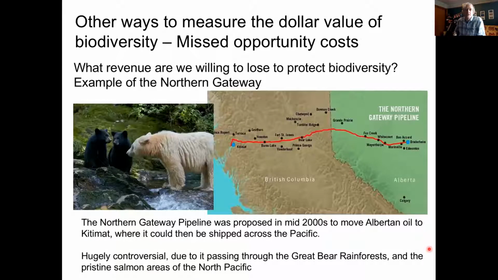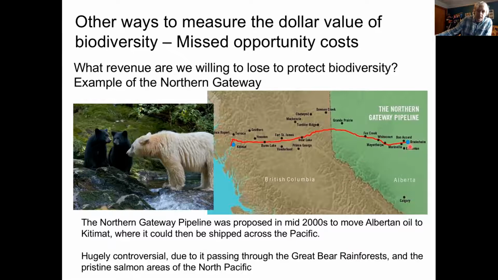So other ways to measure the dollar value of biodiversity is what we call missed opportunity costs. So we talk about this in terms of what revenue are we willing to lose to protect biodiversity. And we'll talk about the example of what's called the Northern Gateway Pipeline. The Northern Gateway Pipeline was proposed in the mid-2000s to move Albertan oil in Canada to a place called Kitimat in British Columbia, where it could then be shipped across the Pacific.